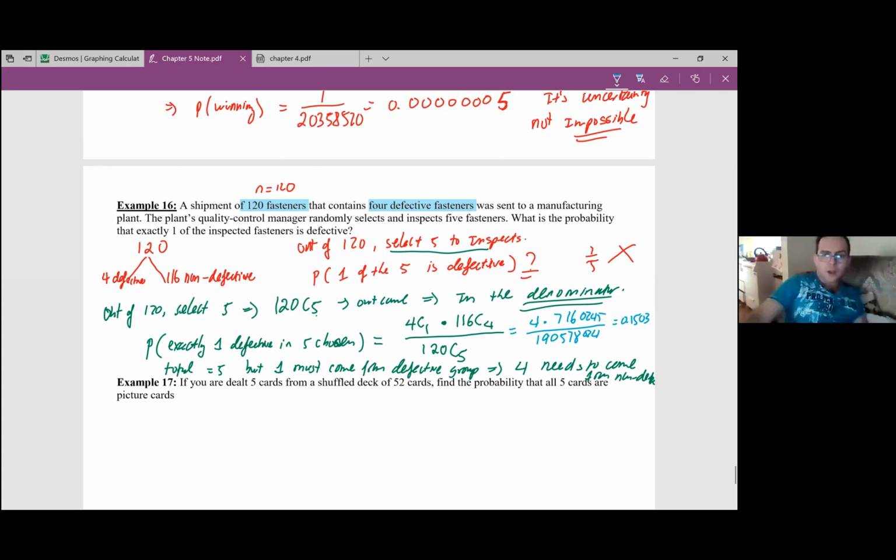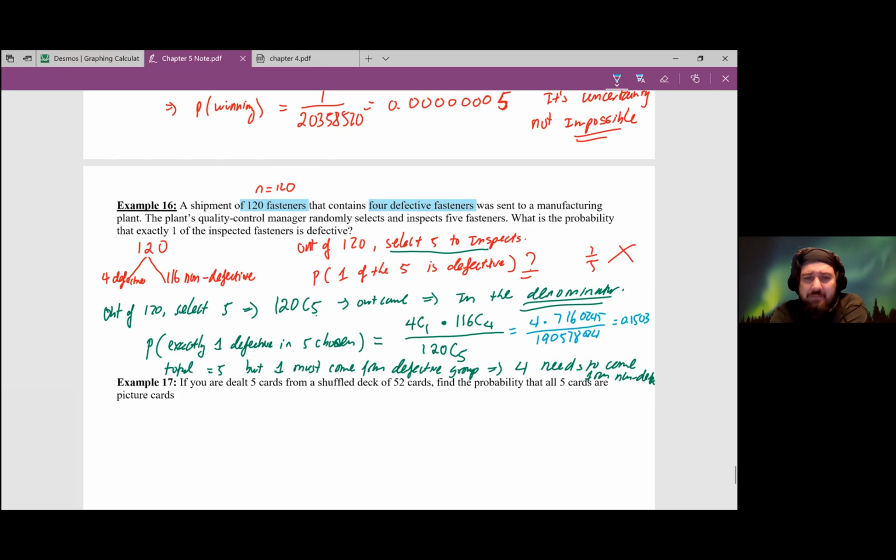Would we change it on the numerator, 4C2 times 116C2? Yeah, because the total has to be 5, so 116C3. Right, Grayson? Yes, 4C2 times 116C3. That's right. And the denominator, we don't change it. Okay, so go ahead and test yourself out with example 17, please.